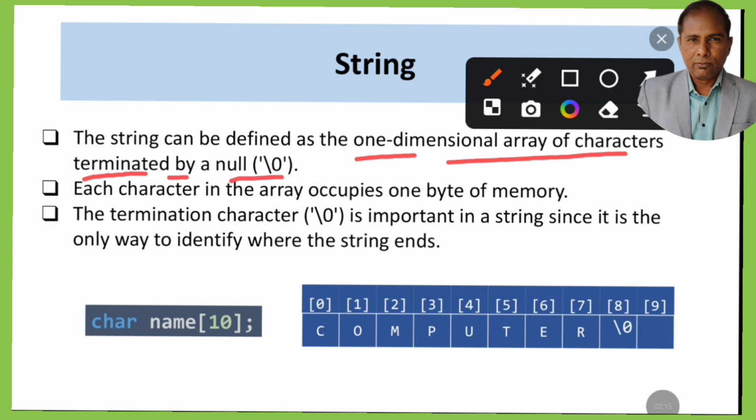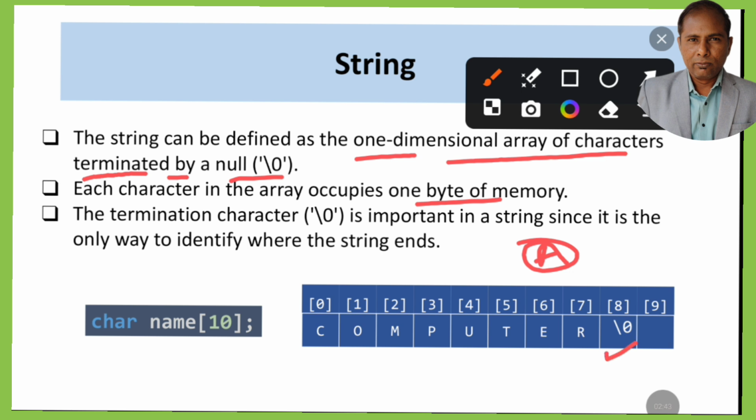Each character in the string occupies one byte of memory. For example, if I am writing capital A, this will occupy one byte of memory. The termination character is important in a string since it is the only way to identify where the string ends. So this termination character is important.